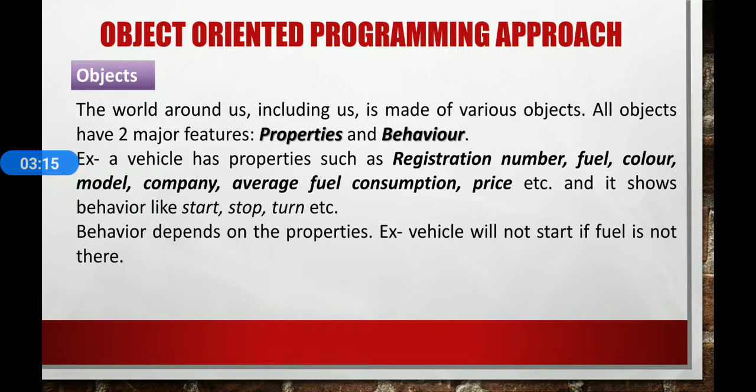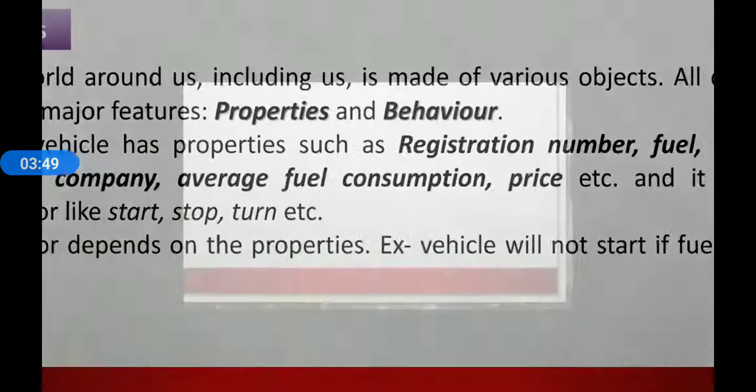All objects have two major features, properties and behavior. For example, a vehicle has properties such as registration number, fuel, color, model, company, average fuel consumption, price, etc. And it shows behavior like start, stop, turn, etc. Behavior depends on the properties. For example, a vehicle will not start if fuel is not there.